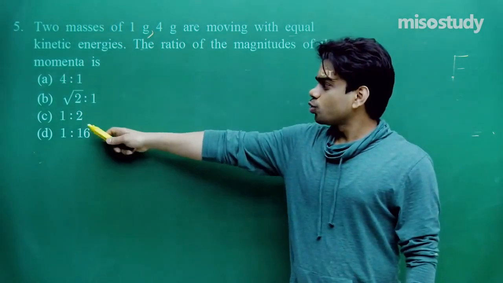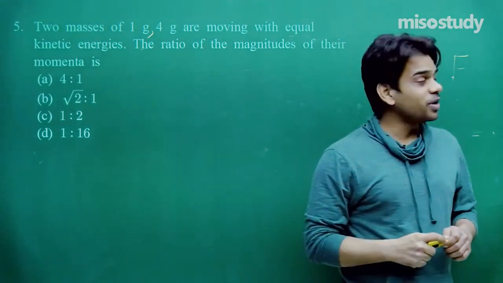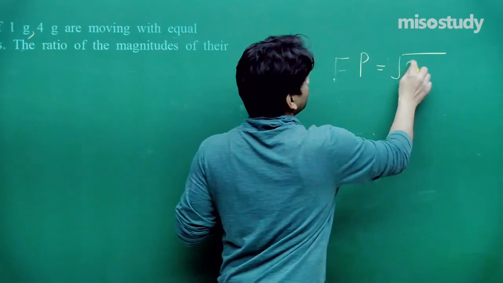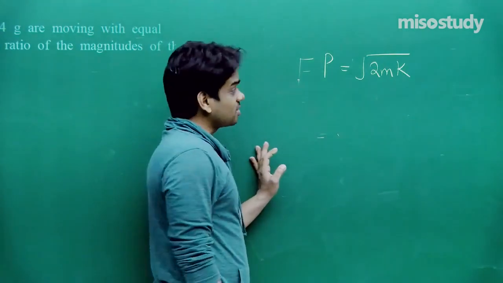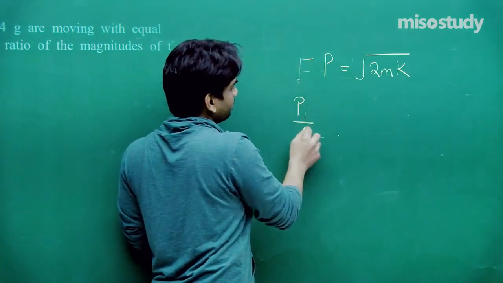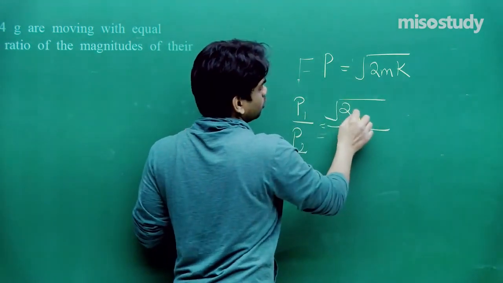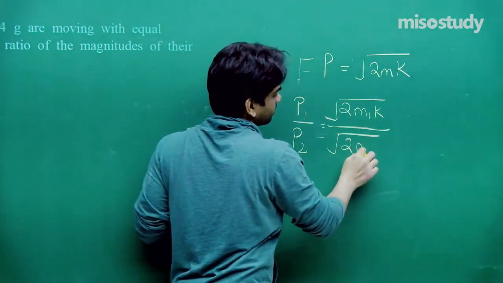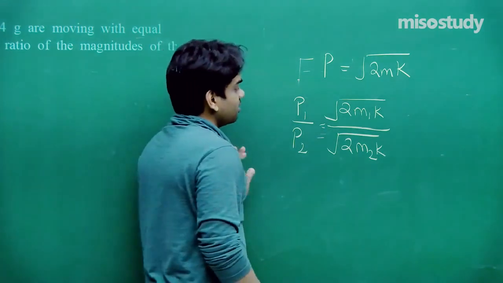4:1, root 2:1, 1:2, 1:16. I believe that you must be remembering about the momentum. Momentum is given as under root 2mK. Kinetic energy is same, masses are different. So P1 by P2 will be equal to under root 2 m1 K by under root 2 m2 K. You can easily make it out.